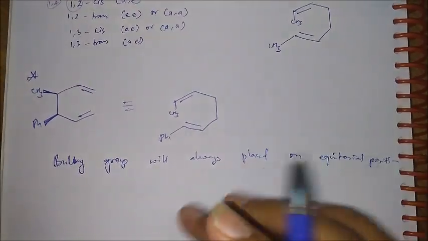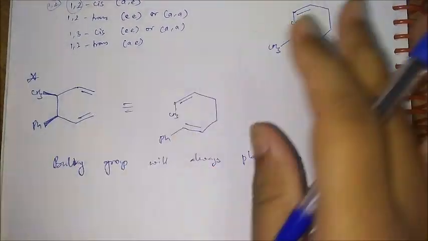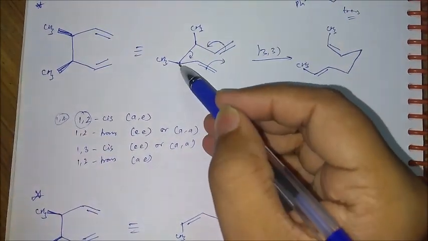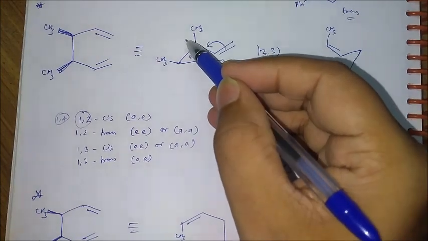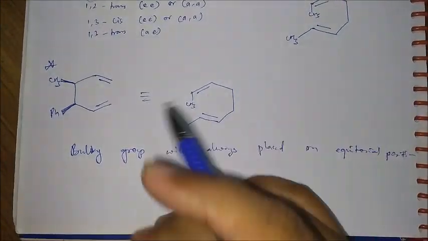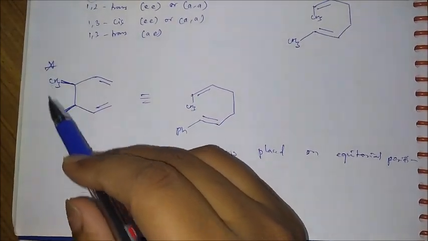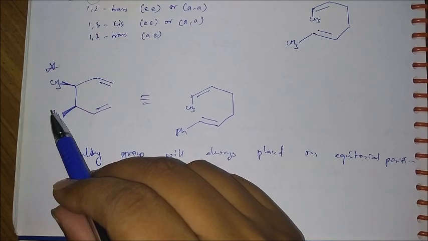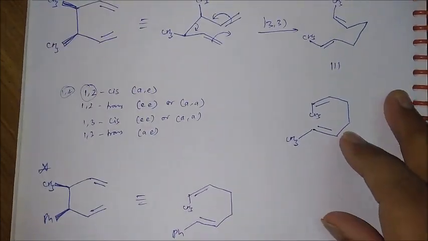So we have this example, and in the previous example it was your wish, you could have taken this CH3 on the equatorial position because both are the same. But here we have Ph and CH3, both different groups. So now remember, the bulky group should always be present on the equatorial position. So at this place of CH3 we are having just Ph.